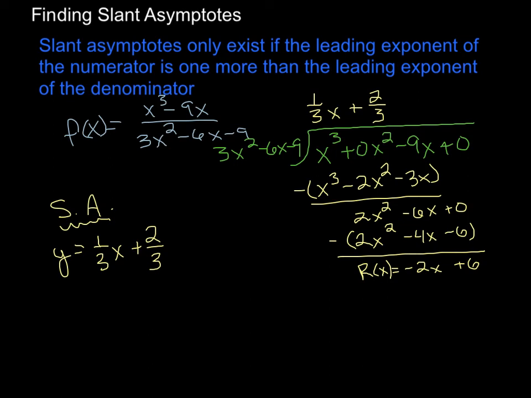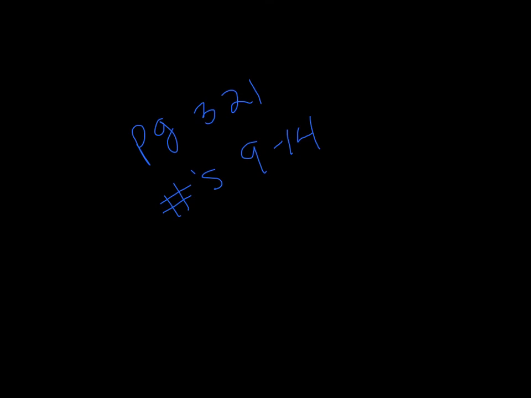In class we're going to do a lot more practice problems of these, but I just wanted you to have an idea of what vertical, horizontal, and slant asymptotes were. After watching this video, you should be able to try, at least try, page 321, numbers 9 through 14.